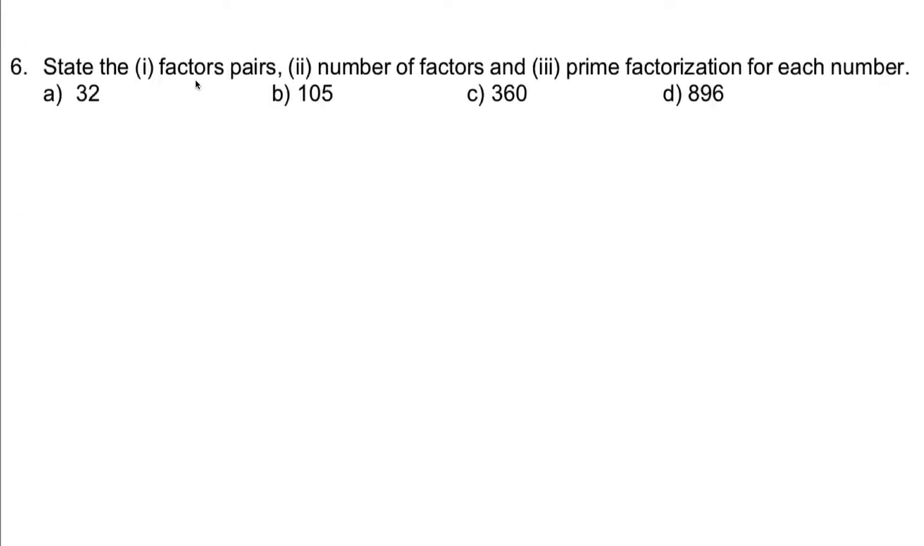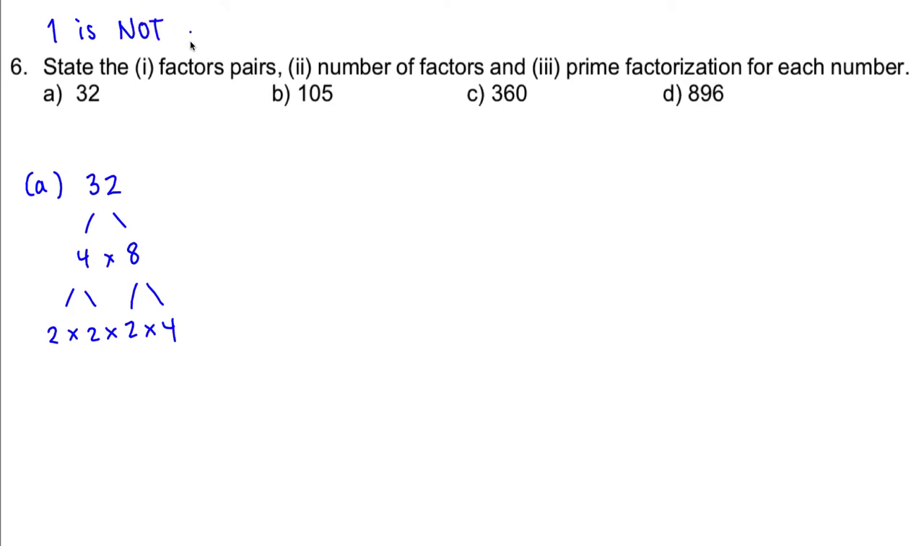In this question, we're going to look at the factor pairs, the number of factors, and the prime factorization for each number. So start off by finding any way that you can factor the given number. So 32, we may start off as 4 times 8. And we're going to create a factor tree until all of the factors, which are numbers joined by multiplication, are prime numbers. Now remember, 1 is not a prime number. Our prime numbers start at 2, 3, 5, 7, etc. And prime numbers have only 2 different factors, 1 and itself.